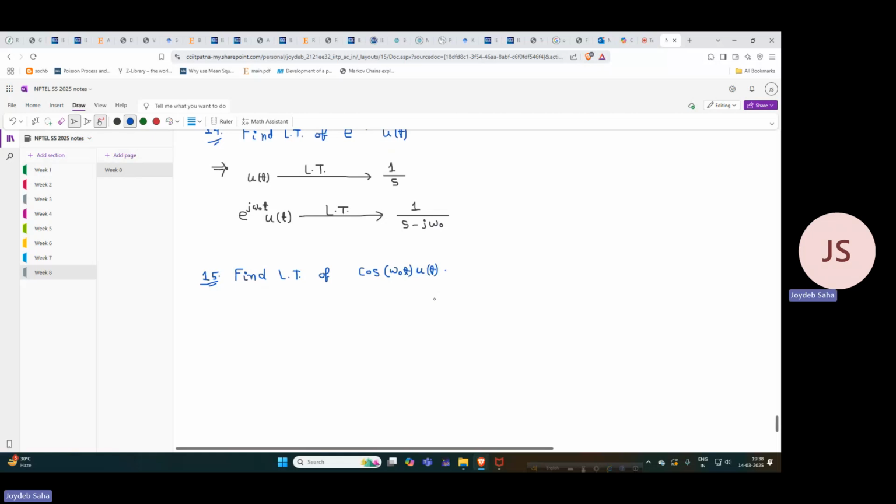You people take 1 or 2 minutes more and try to solve. Take 1 more minute and try to solve.